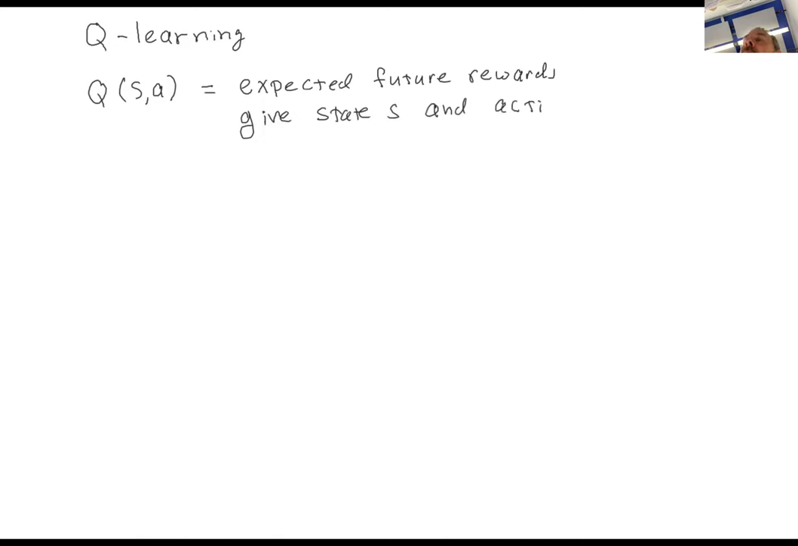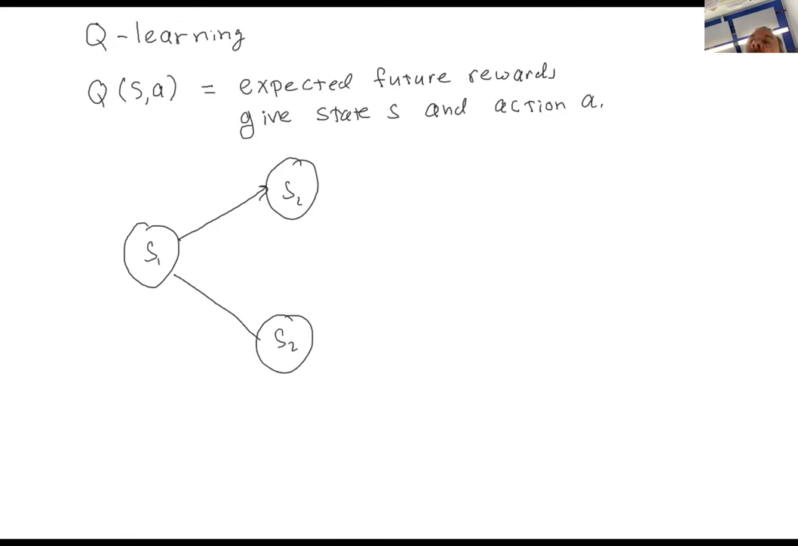And Q depends on both state and action, and it equals the expected future rewards given state S and action A. So for instance, let's say you're in state S, you can go to state 2, you can go to state 1. We'll call these action equals 1 and action equals 2. And they have different values, right? So you can ask, what are the future rewards if I go this direction first versus that direction?